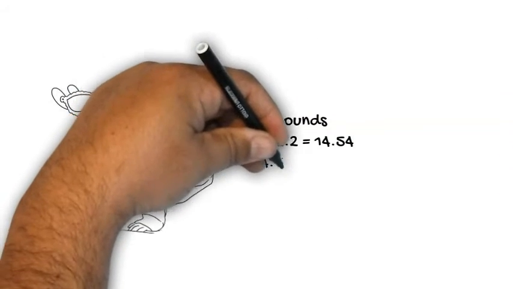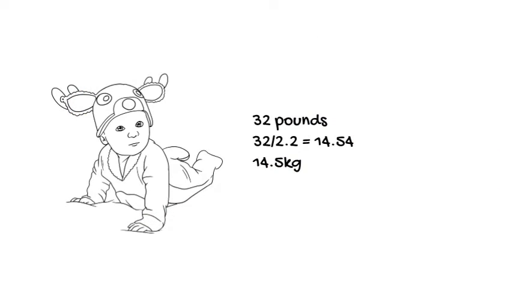Well, every kilogram is equal to 2.2 pounds. So we need to take the pounds and divide it by 2.2. Well, he weighs 32 pounds, so 32 divided by 2.2 equals 14.54 kilograms. If we round this to the nearest tenth, it'd be 14.5.